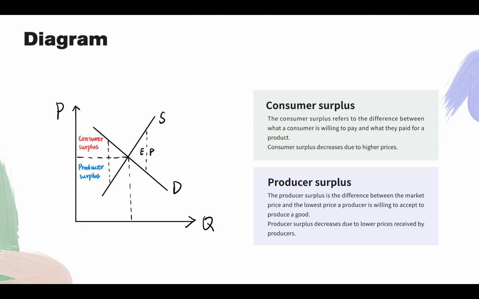The consumer surplus refers to the difference between what a consumer is willing to pay and what they pay for a product. The producer surplus is the difference between the market price and the lowest price a producer is willing to accept to produce a good. And the consumer surplus decreases due to higher prices. The producer surplus decreases due to lower prices received by producers.